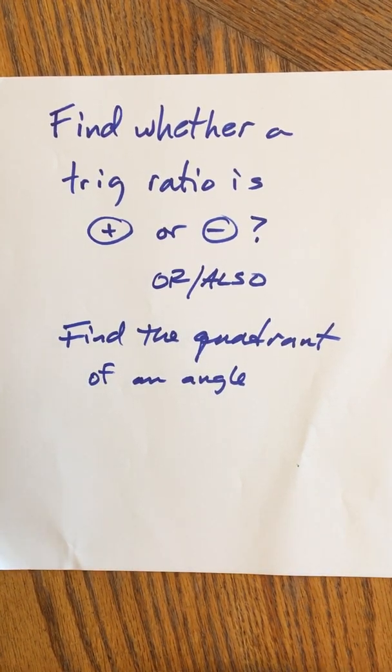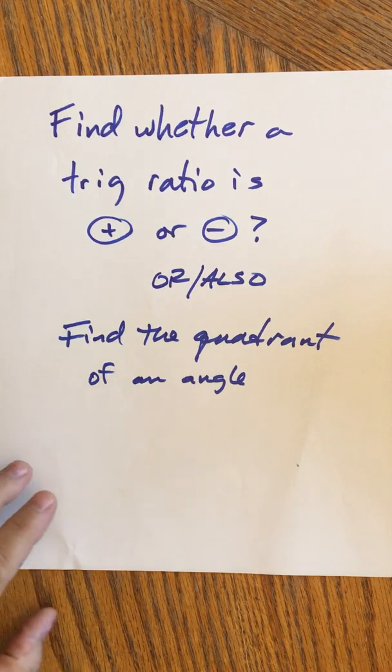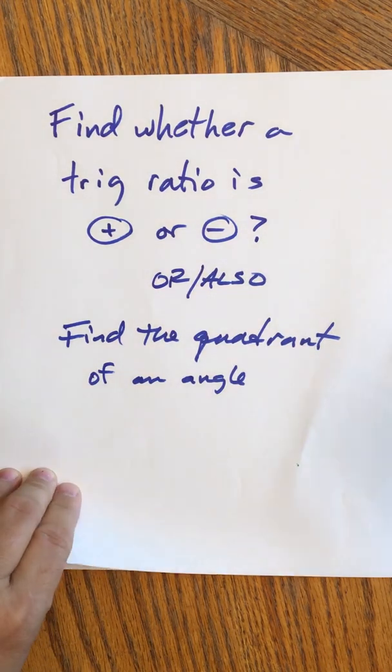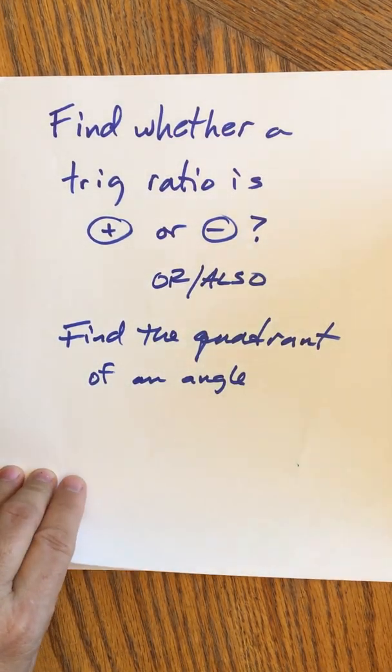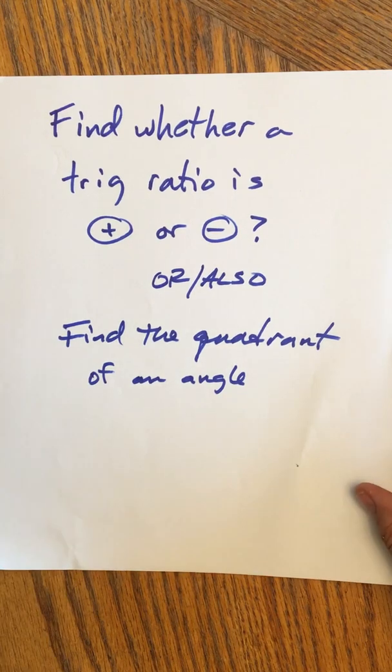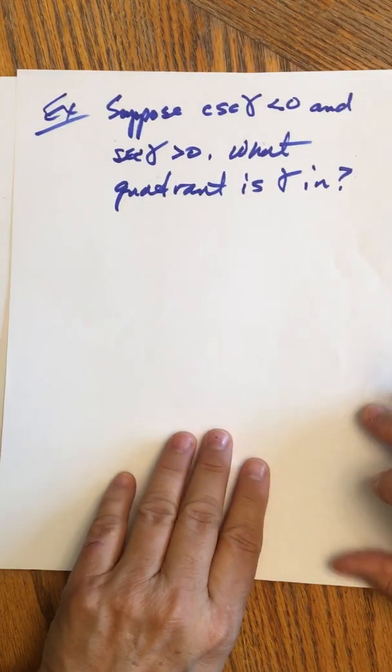So, in this video, I'm going to cover how to figure out whether something's either positive or negative, like a ratio, or to figure out whether the x or y coordinate is positive or negative, and also what quadrant an angle might be in. So it's working with a lot of stuff that's figuring out positive or negative. All right, so let's take a look at the first example.